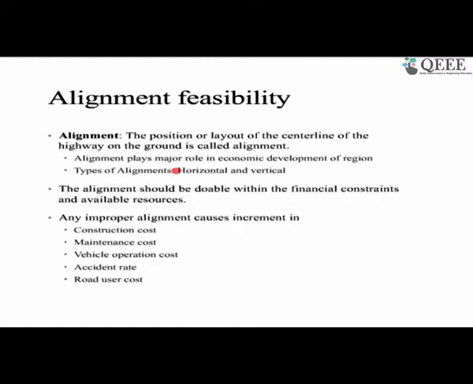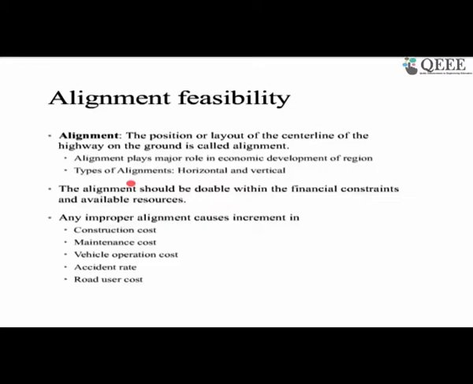So basically the horizontal alignment takes care of whether it is connecting the required points or not. It also looks into the locations which need to be avoided and so forth. Whereas the vertical profile provides the earthwork it's going to take, and whether an intersection is connected at a proper level or not, and so forth.